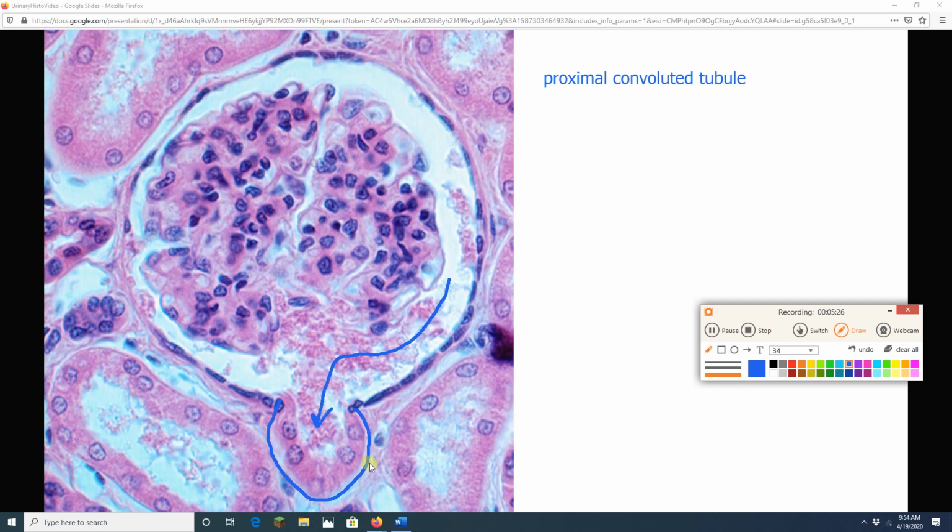Now it's convoluted, so it takes a lot of twists and turns. That's why it's cut right here. But I can see another chunk of convoluted tubule right here. I can see another chunk up here. Another one over here. The proximal convoluted tubule is going to be made out of simple cuboidal epithelium.